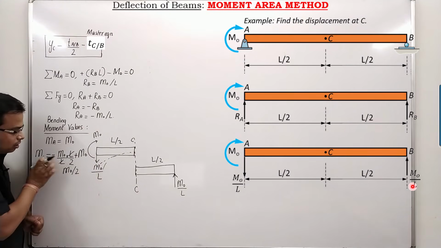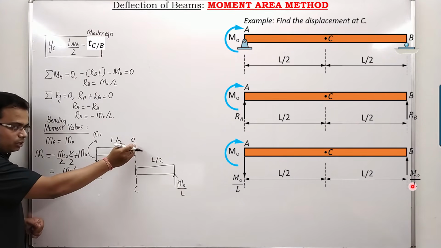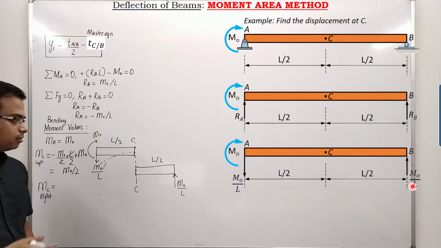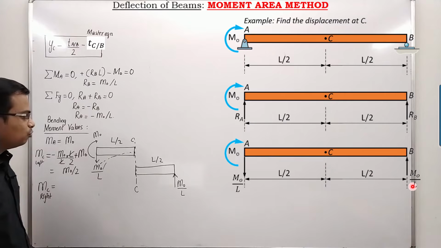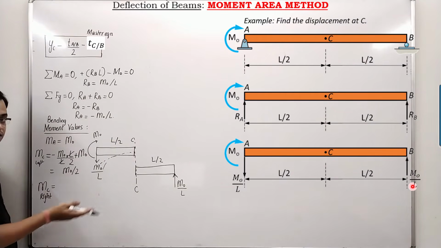So this is the bending moment when you consider the portion of the beam which is to the left of C. Similarly, you can calculate the bending moment when you consider the portion of the beam towards the right of C. These are all basic stuff. This is something which you have learned in shear forces and bending moments, I am very much sure, right? And this is where it is getting revised.